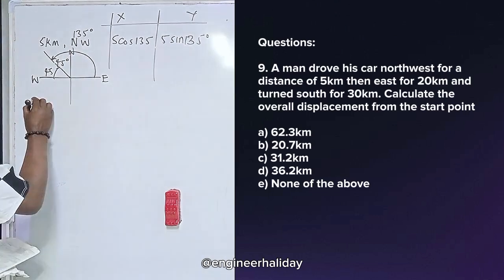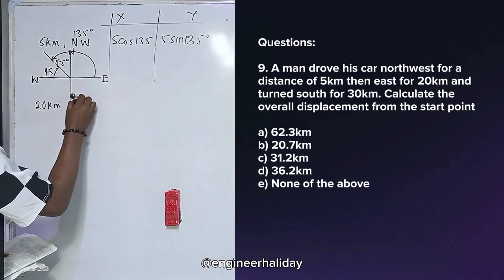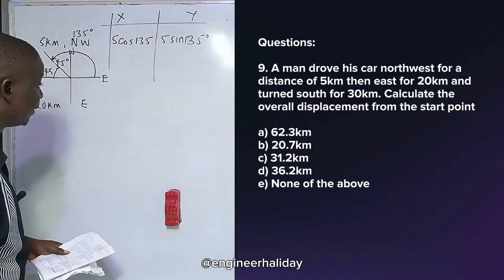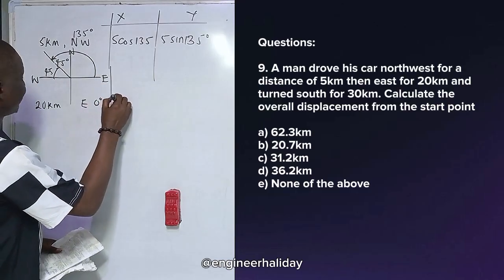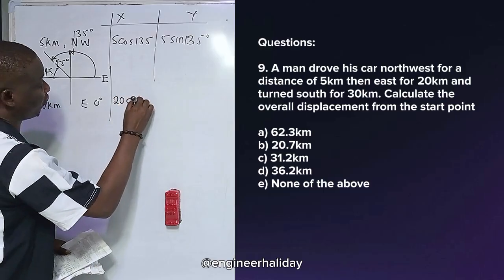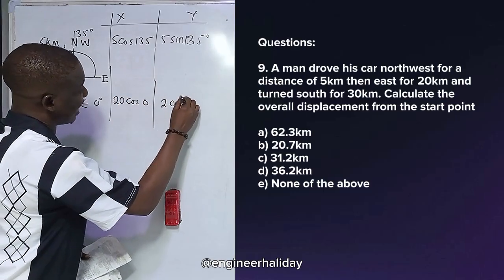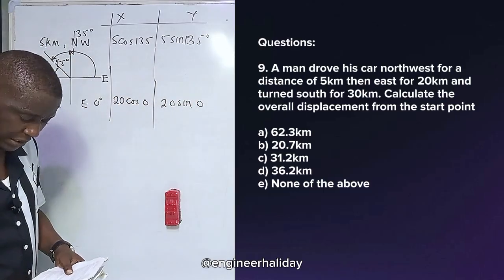East for 20 kilometer. He drove east for 20 kilometer. That will give us what? East is what? 0 degree. We have said that severally. So 20 cos 0. Then the other one, 20 sin what? 0. Yes. Last one, he said what?